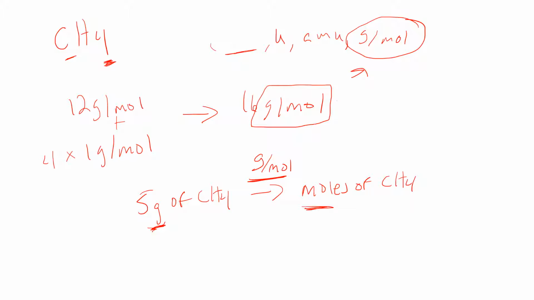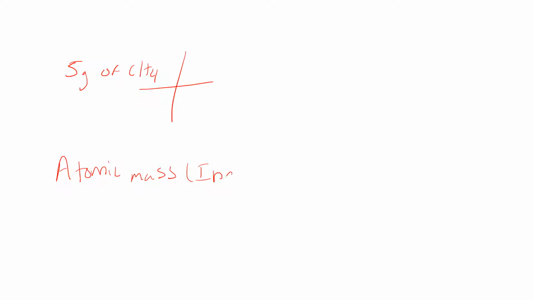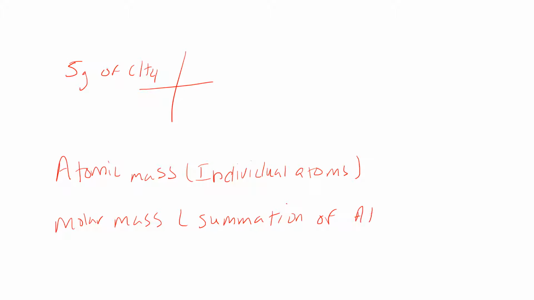So the way I want to do this is I'm going to do 5 grams of CH4 and convert it to moles using molar mass. That's what we were calculating earlier, molar mass. Let's clarify: atomic mass is for individual atoms. Molar mass is a summation of atomic masses.